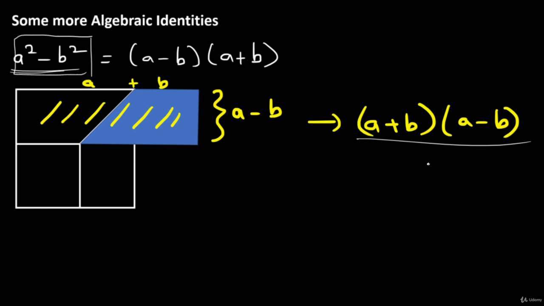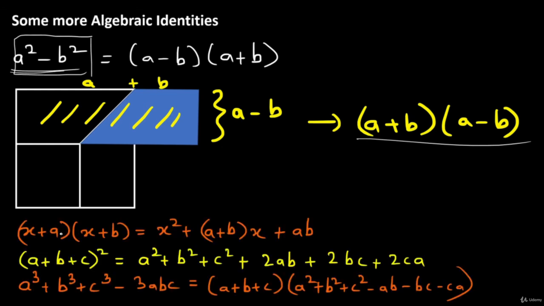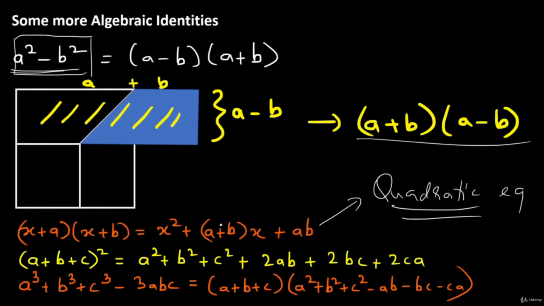Now a few more important identities, let me list them over here. So x plus a into x plus b is equal to x square plus a plus b into x plus ab. Now we will use this where we deal with quadratic equations. You can see this in the higher concept algebra section where we deal with quadratic equations. We'll be using this. Now two more over here, a plus b plus c the whole square.